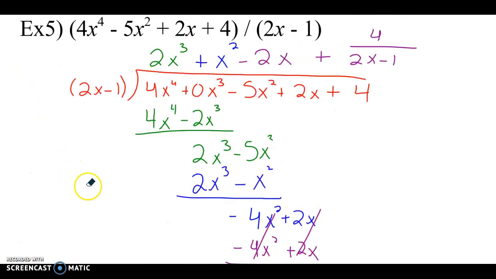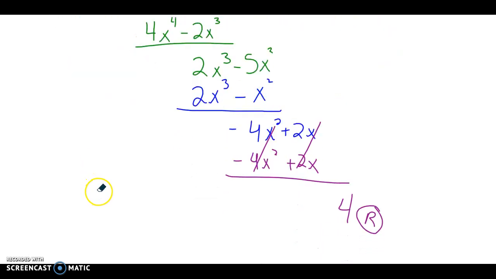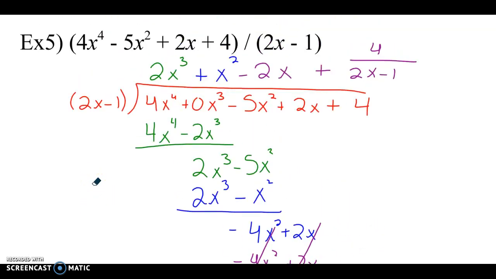Okay. Here's the final answer for example number 5. The remainder was 4. You write 4 over 2x minus 1.